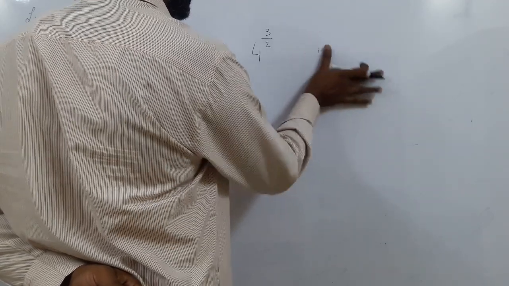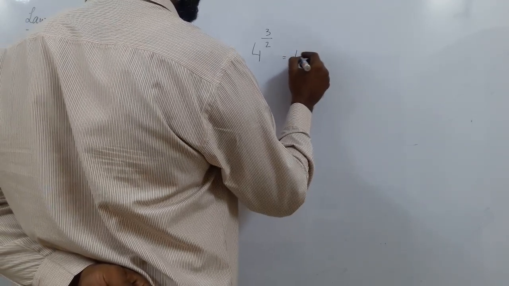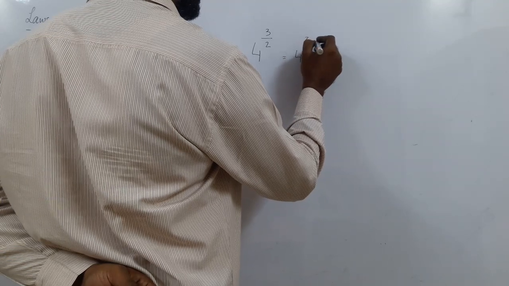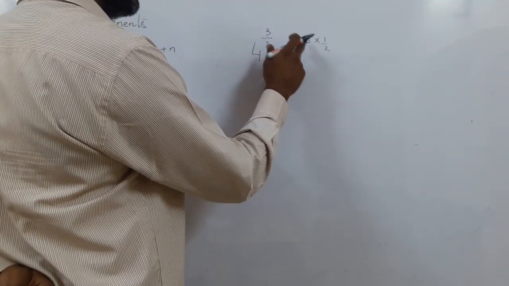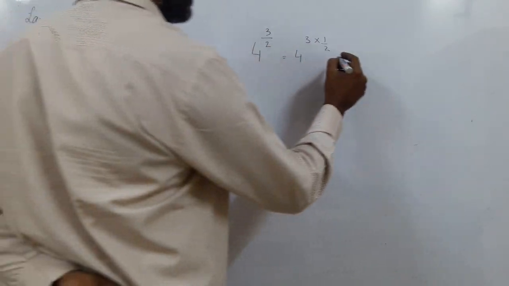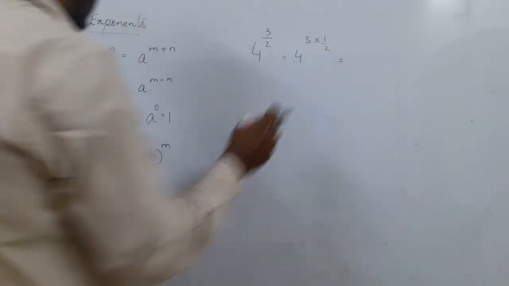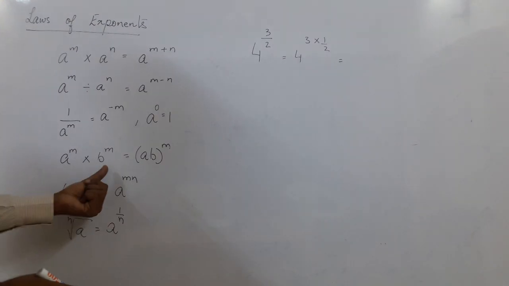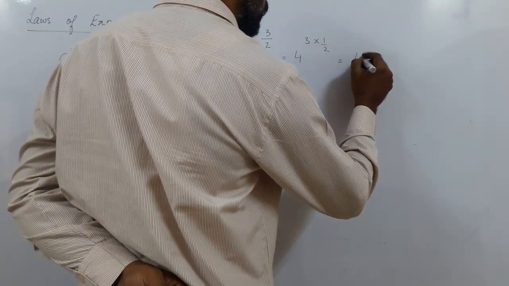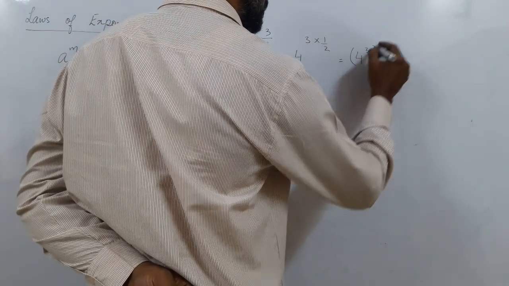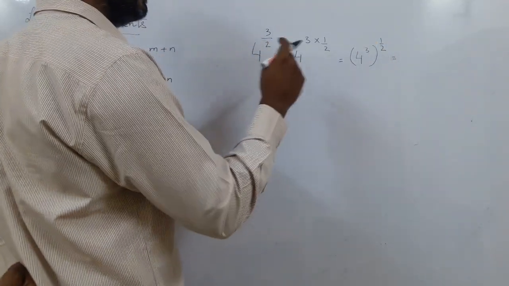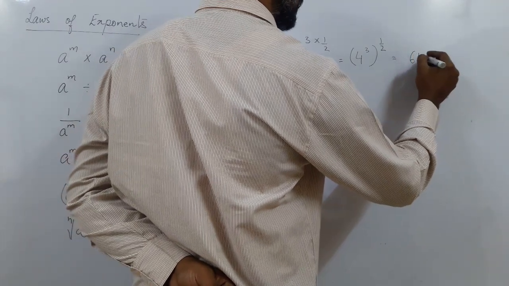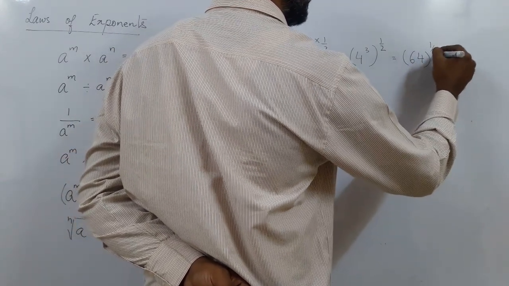So I can write this as, first of all, 4 into 3 into 1 upon 2. What is 3 into 1 upon 2? 3 upon 2. Now in multiplication, what happens? Power raised to power. So I can write this as 4 raised to 3 raised to 1 by 2. Now what is 4 cube? 4 into 4 into 4 is 64 raised to 1 by 2.